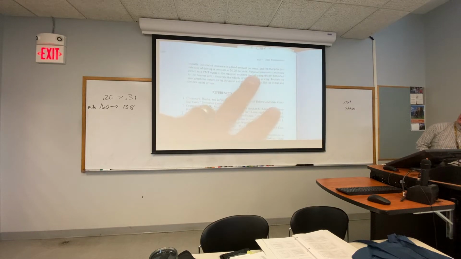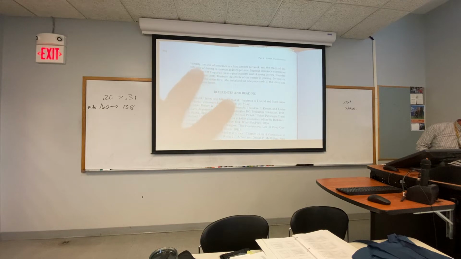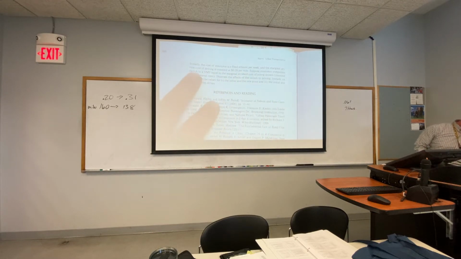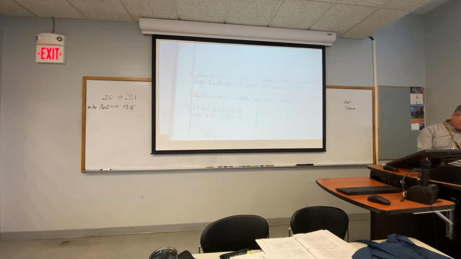Even if we don't understand the whole problem, I think you can start to lay out some of the skeletons here. So initially, the cost of insurance is fixed per week, and the private cost of driving is 20 cents per mile. Suppose insurance companies switch to a VMT equal to the marginal accident cost of young drivers, rounded to the nearest cent. Illustrate the effects. What's the marginal accident cost?